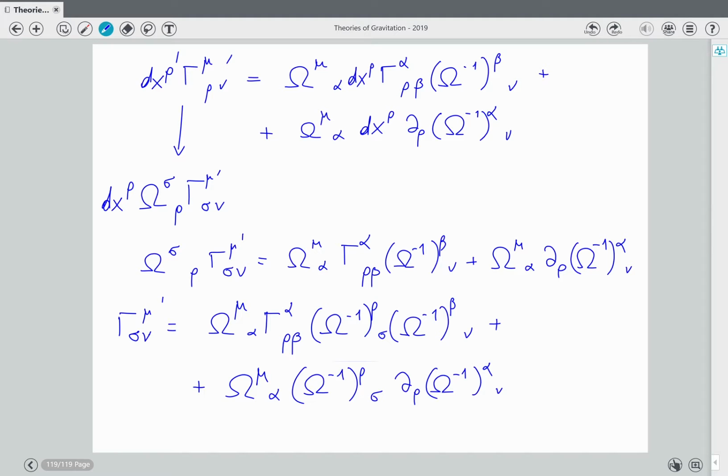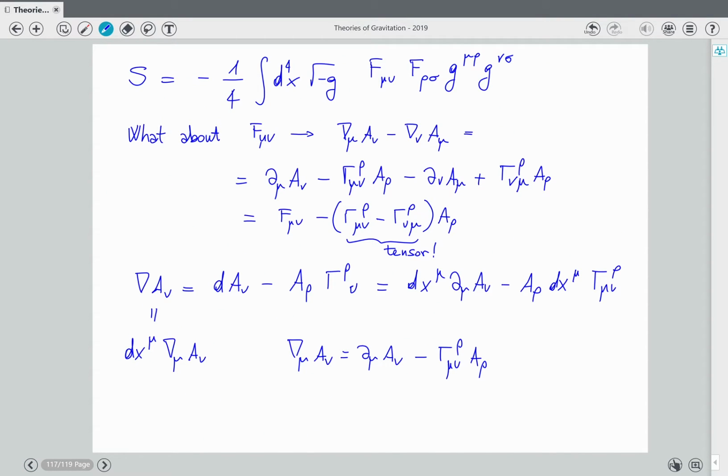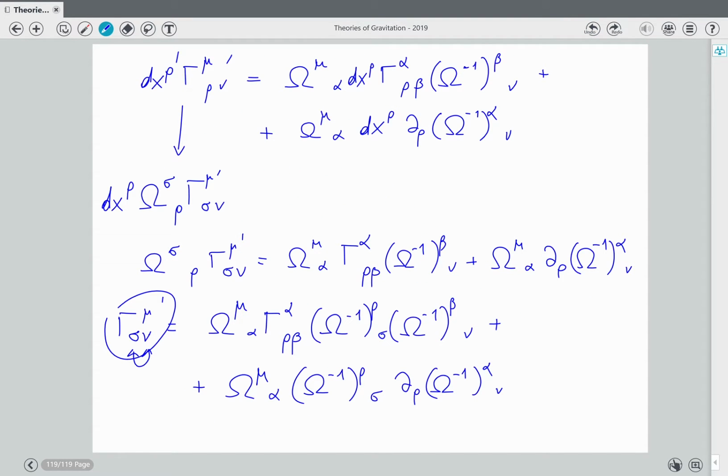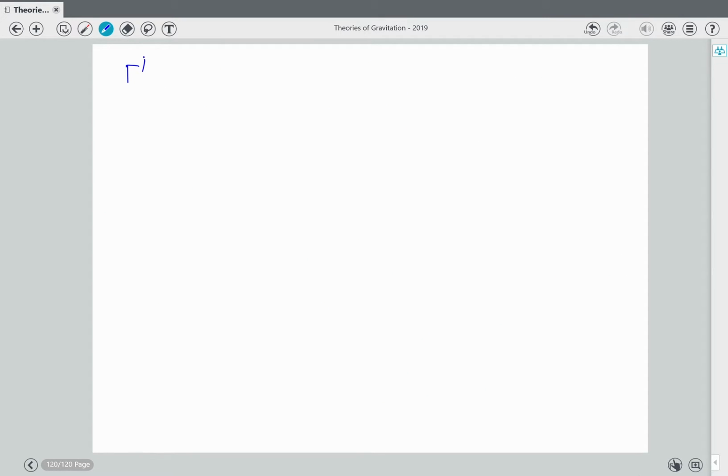So let's check the transformation of the torsion, namely the difference between this and itself when you exchange those two indices. So we want the transformation of this difference. And now we just have to take this formula and copy it. So gamma mu prime sigma nu minus gamma mu prime nu sigma.